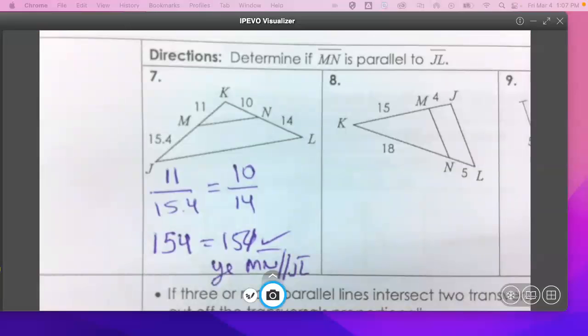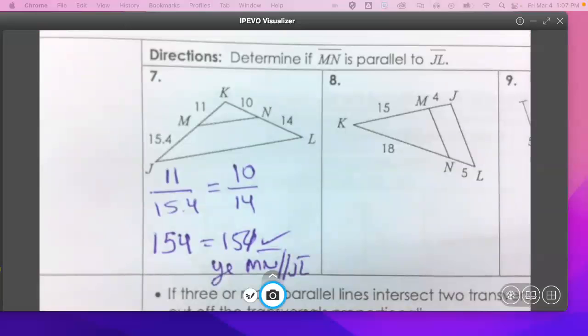Any questions on using the converse of the Triangle Proportionality Theorem? How do you know which one goes on top? Good question.